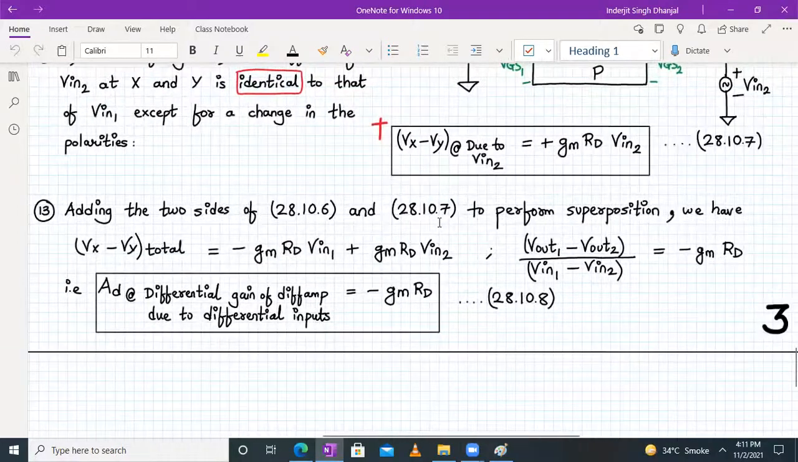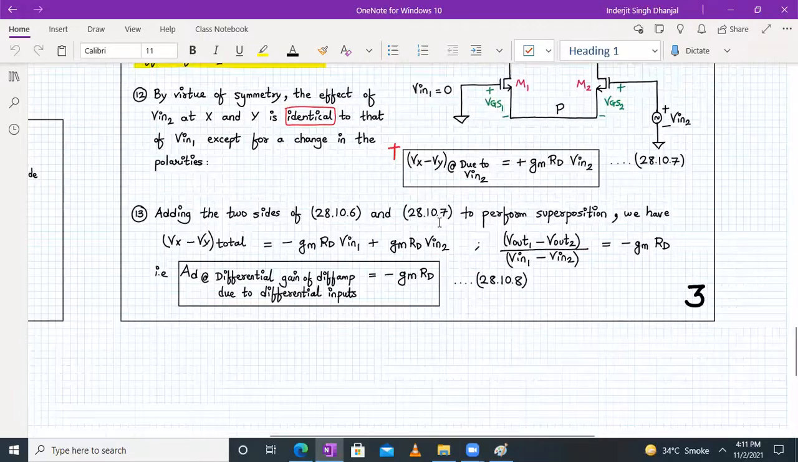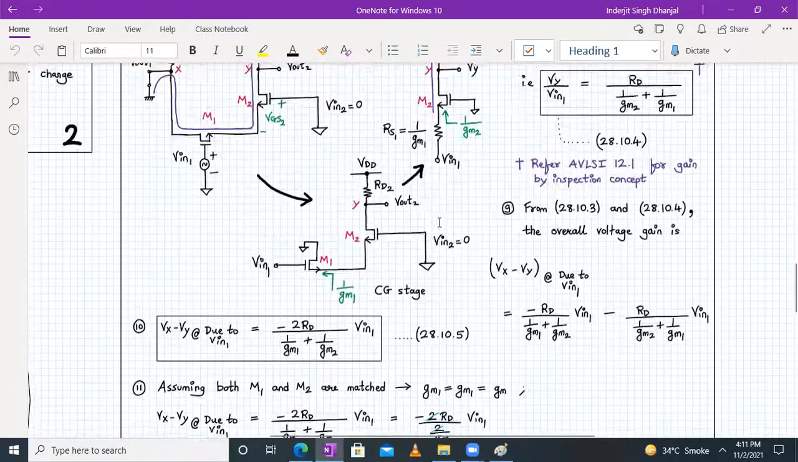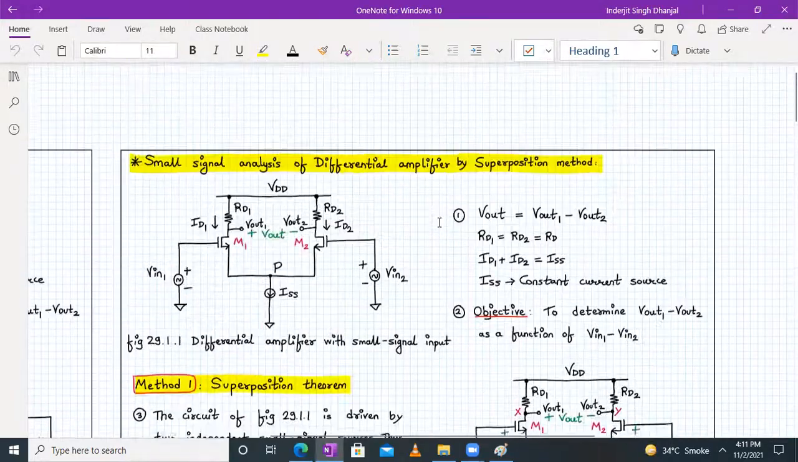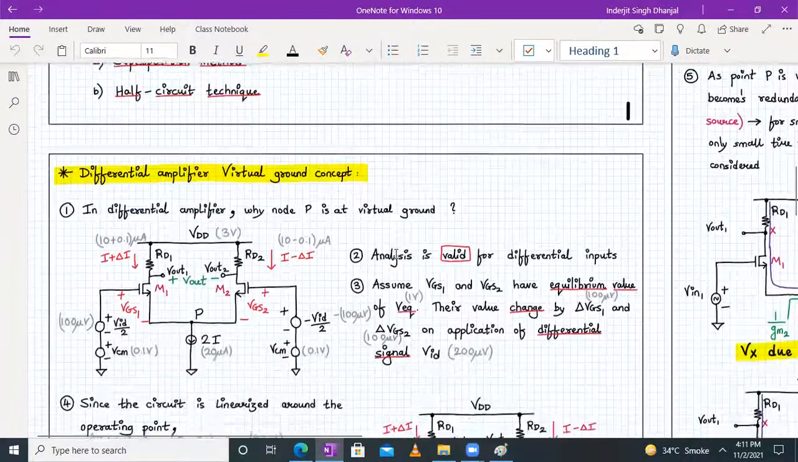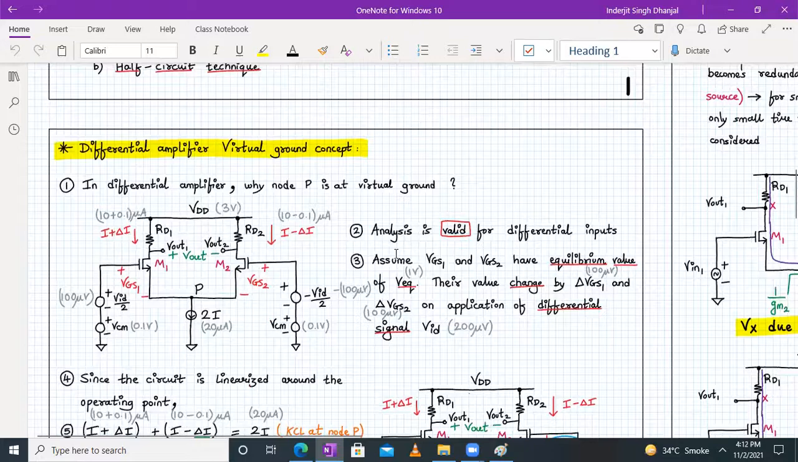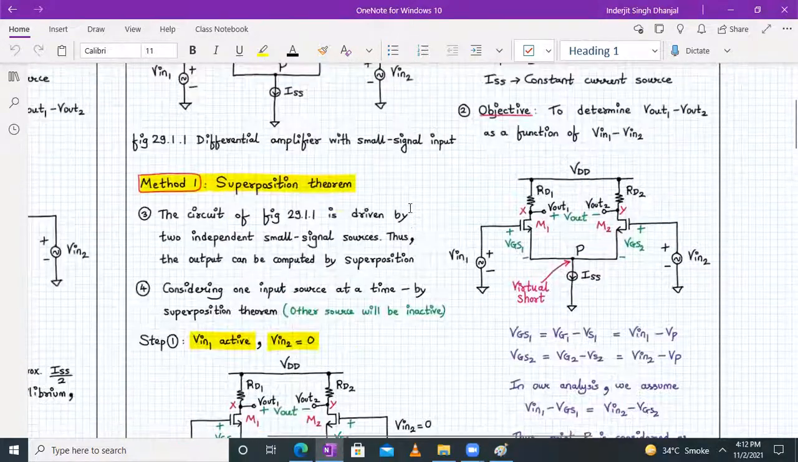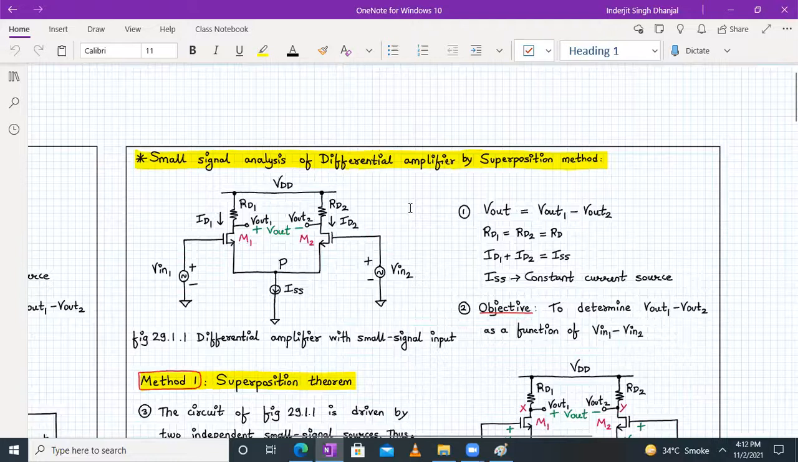So we have come towards the end of the session now. We have completed today's topic well within time. Let's see if you have any doubt. We have discussed today the virtual ground concept, and we started the small signal analysis of the differential amplifier by the superposition theorem.